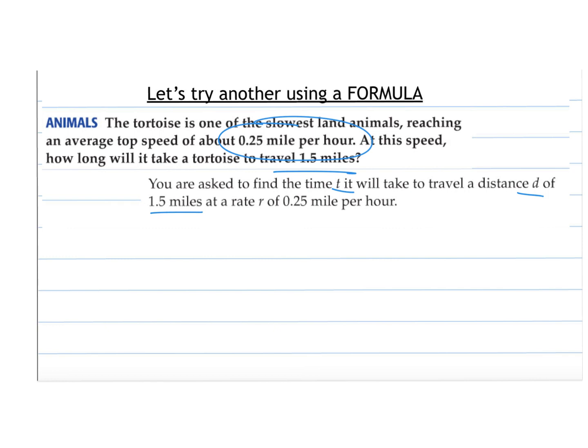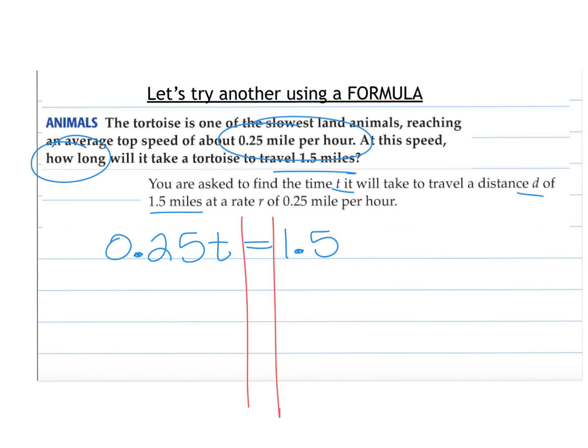So what does that mean? We're going to take 2,500 and we're going to times that by how long, because it's asking us how long. So it's going to be our time to go 1.5 miles. So then just like before, because t is being multiplied, even though it's a number less than 1, it's still being multiplied. So we're going to do our train tracks. We're going to divide both sides by 2,500.